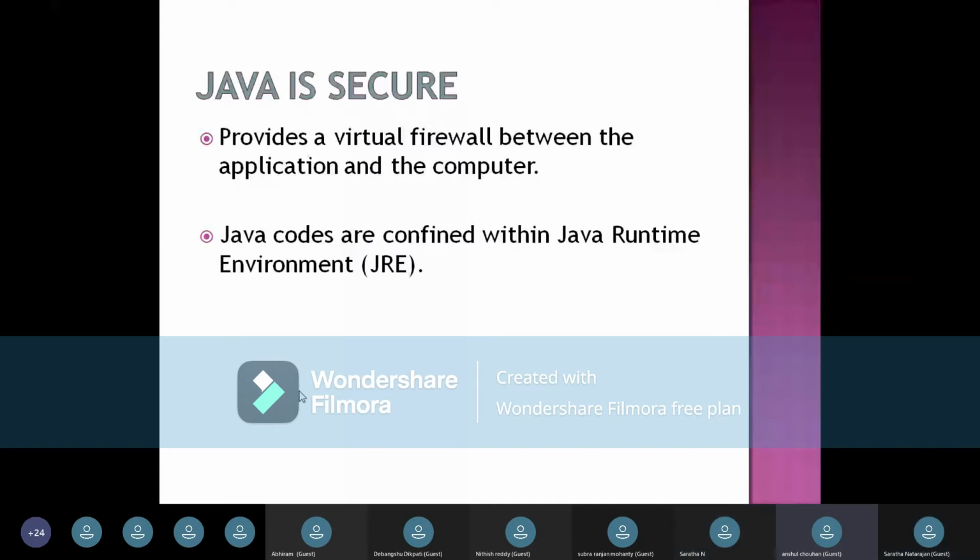Did you get it? Whenever you send a request from your system to the internet, it will check. Whenever you get the response from the internet to your system, it will also check. So it filters incoming as well as outgoing network traffic. On a personal laptop you can switch it on, but on an organization laptop they have default policies. Here Java provides a virtual firewall between your application and the computer.